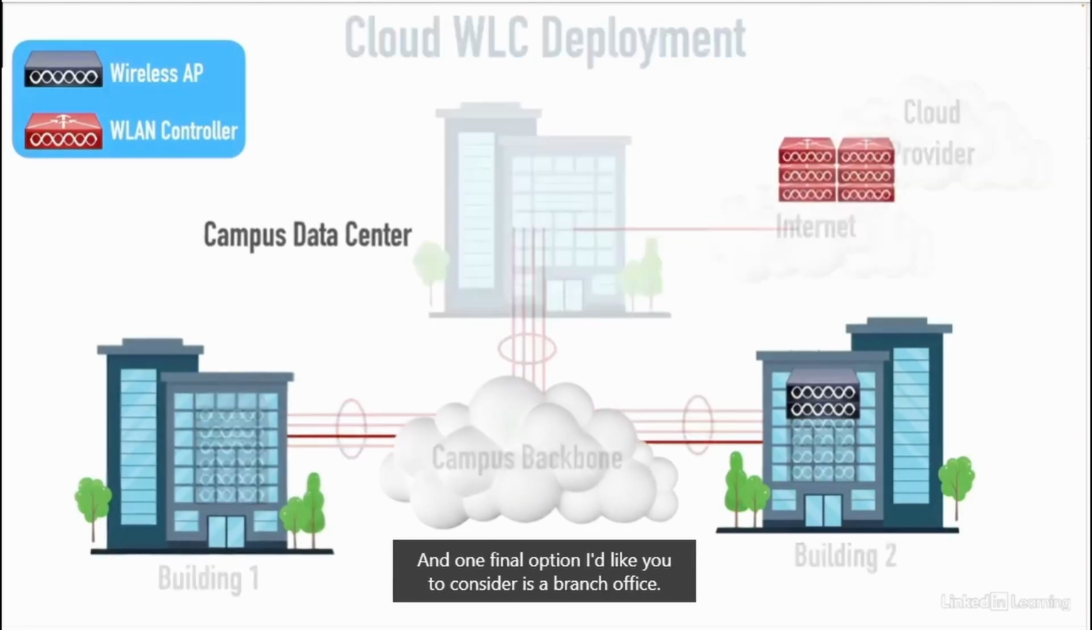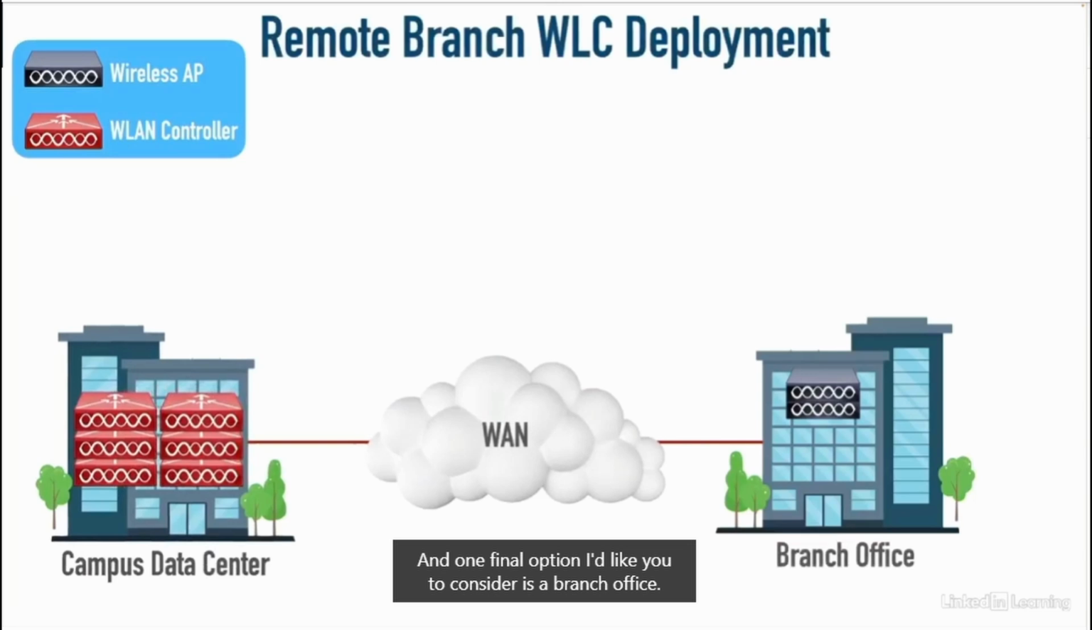And one final option I'd like you to consider is a branch office. Let's say that we've got this remote branch office and perhaps it only has a couple of access points. And we might conclude that it's not worth putting wireless LAN controllers in that branch office. What we could do instead is just leave the wireless LAN controllers back at the campus data center and have those access points be controlled by that campus data center collection of WLCs.